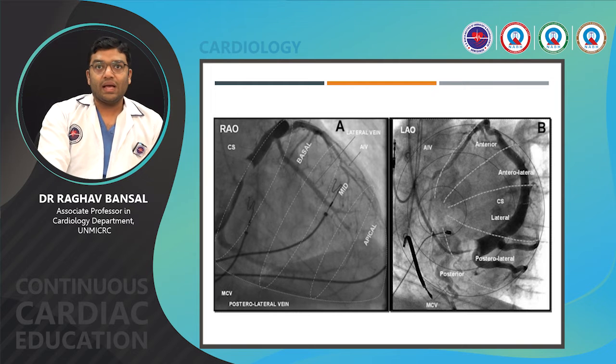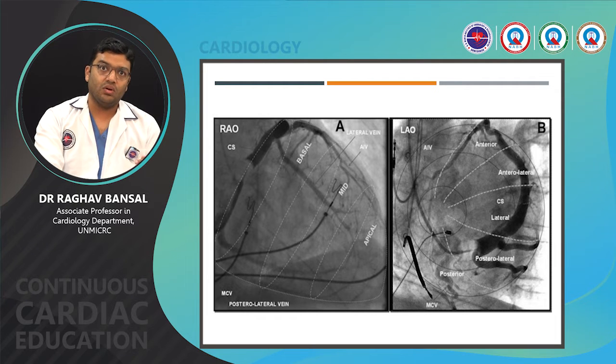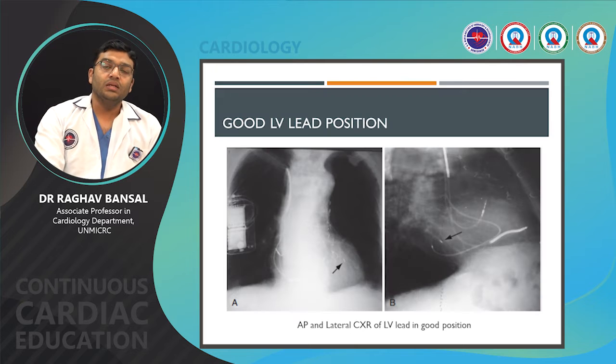So this is a practical diagram from the fluoroscopic anatomy. In the RAO view, we can decide whether the lead placement is in the basal part, the mid part or the apical part of the left ventricle. The best part where we can put a lead is the basal part. Basal LV lateral wall pacing is the best for CRT response. And on the LAO view, it is easier to define whether we are on the septum or on the lateral wall. So what is a good LV lead position on the X-ray?